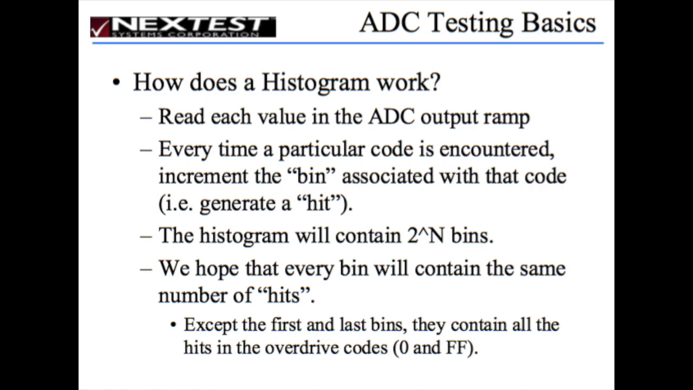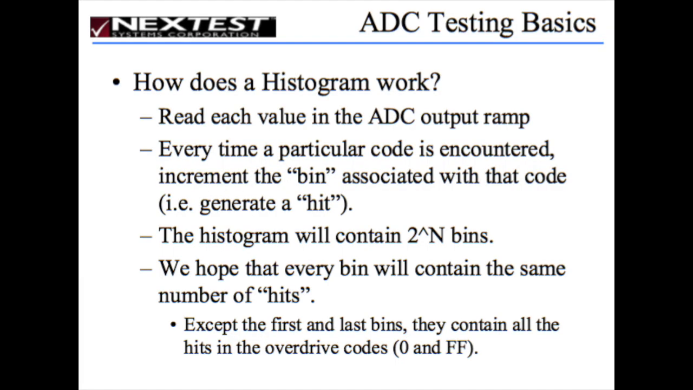And now we're going to do a histogram. How does the histogram work? We read each value in the ADC output ramp. Every time a particular code is encountered, increment the bin associated with that code, i.e. generate a hit. It's a bin histogram, just like a spectrum is a bin histogram. The histogram will contain 2 to the n bins. We hope that every bin will contain the same number of hits, except the first and last bins. They'll contain the hits and the overdrive codes.